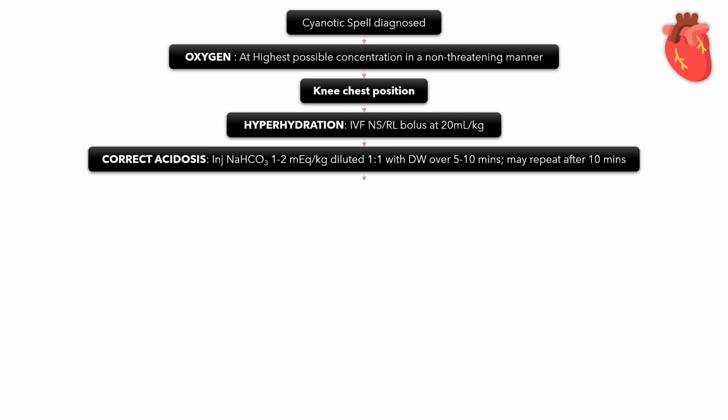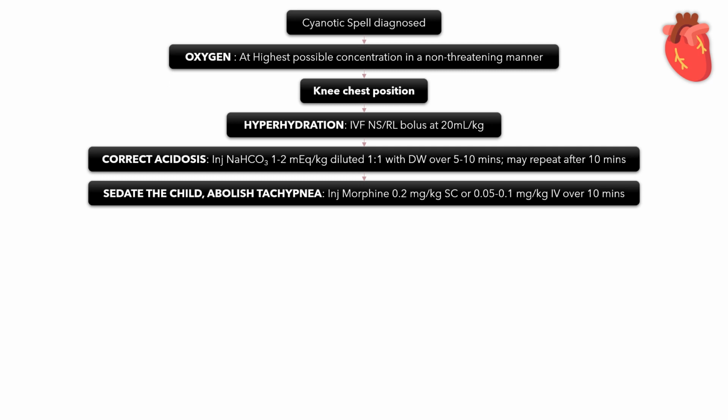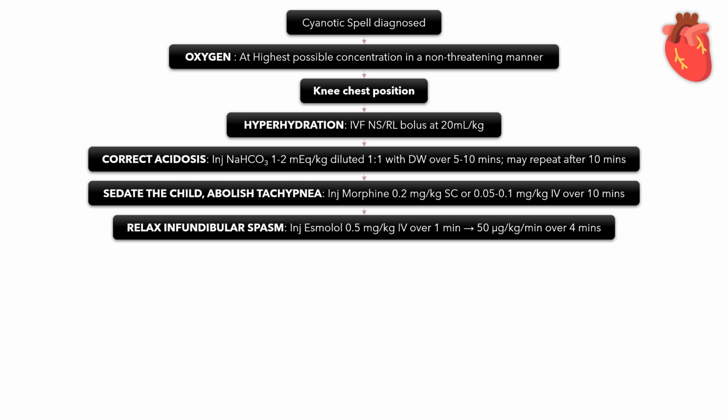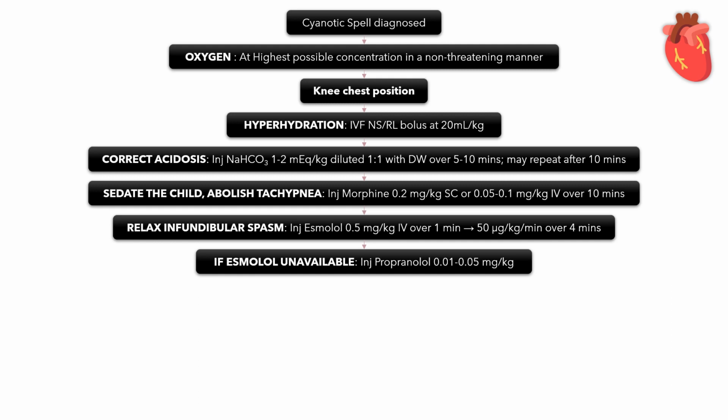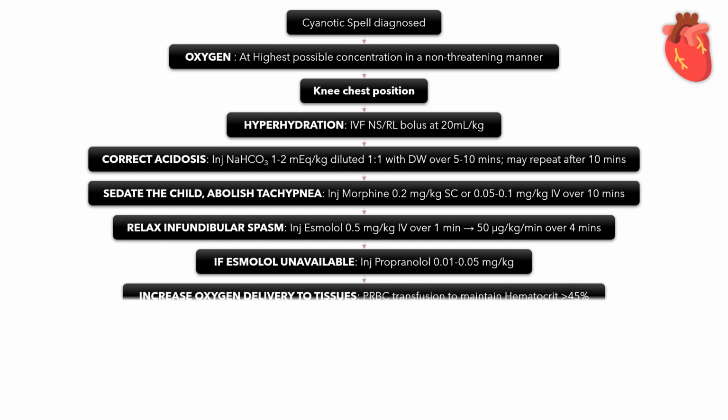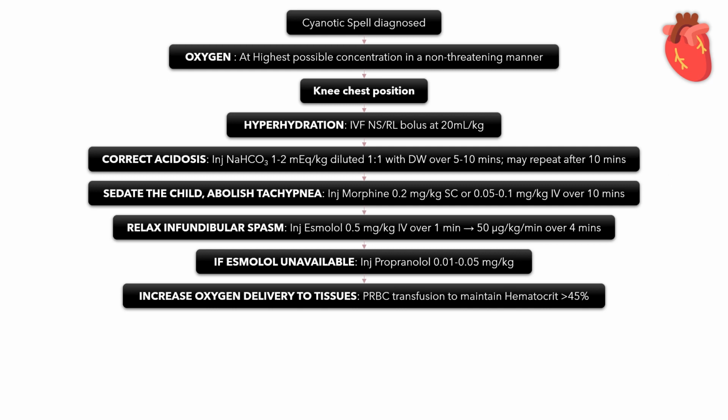If all these steps don't work, then we need to move further. We need to sedate the child, abolish the tachypnea by giving injection morphine at 0.2 milligram per kilo subcutaneous or 0.05 to 0.1 milligram per kilo IV over 10 minutes. If this also doesn't work, we have to relax the infundibular spasm by giving injection esmolol. If esmolol is not available, we have to give injection propranolol at 0.01 to 0.05 milligram per kilo. If this also doesn't work, we have to increase the oxygen delivery to tissues by PRBC transfusion so as to maintain the hematocrit over 45%.